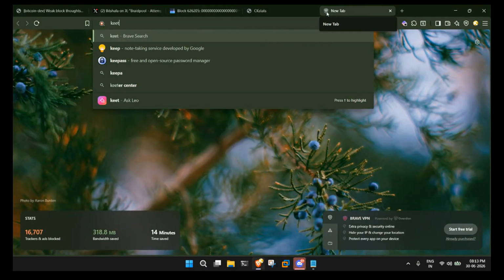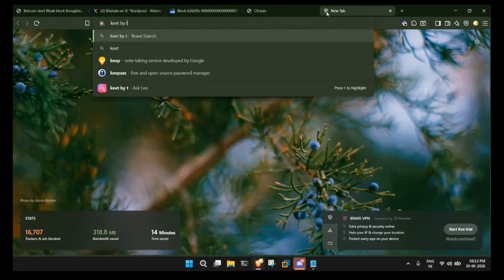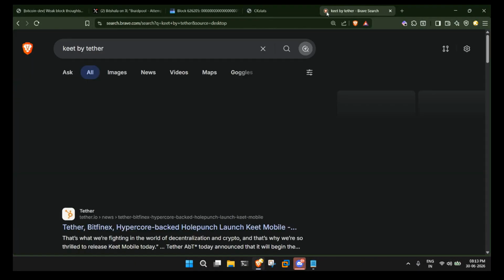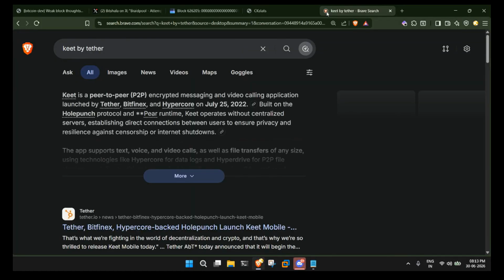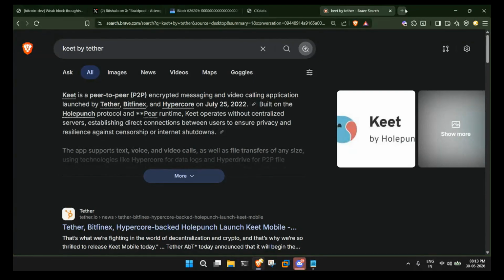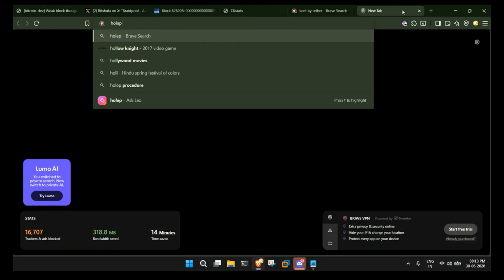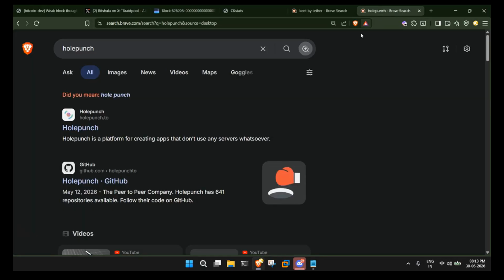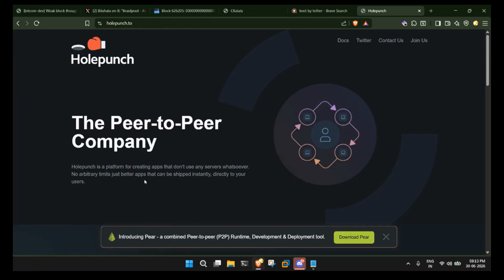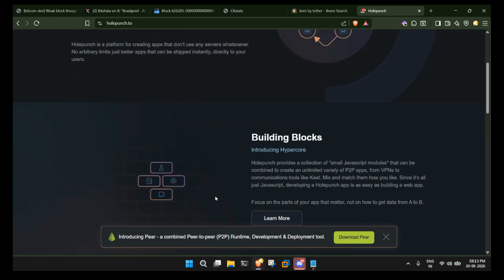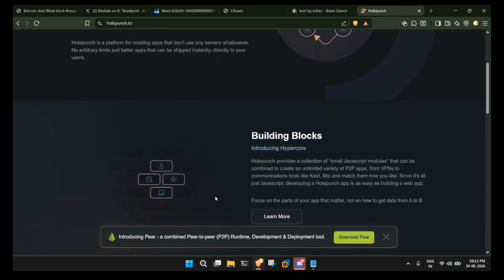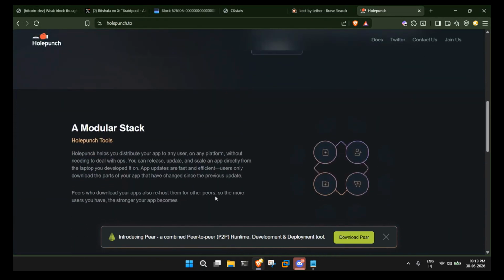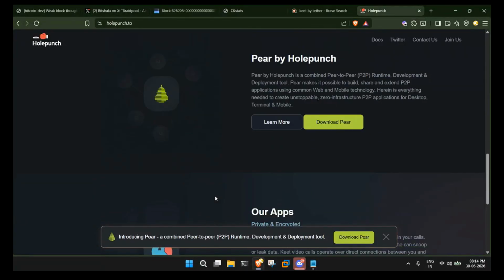So one is Keet. Tether is investing heavily in peer-to-peer communication. There is a technology called Hole Punch. If you search about it, you will find it. This is open source. You can use this technology and create a modular stack using peer-to-peer communication.